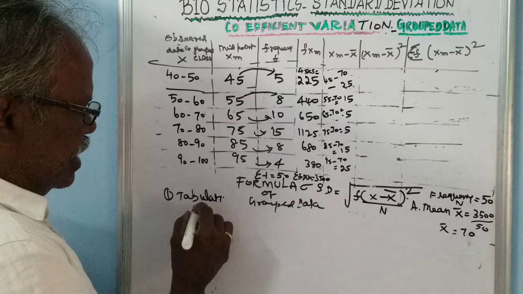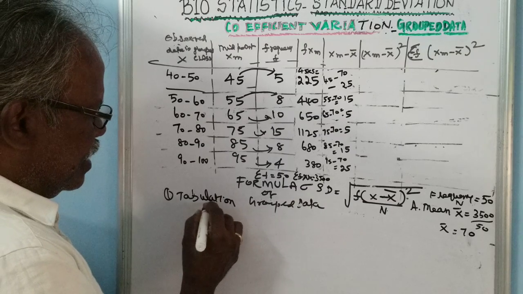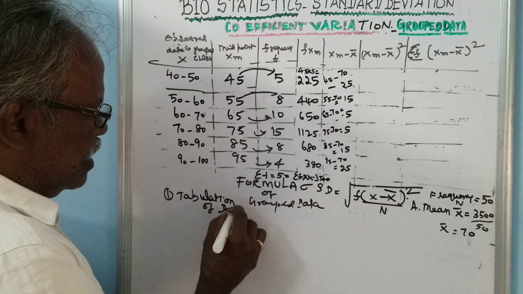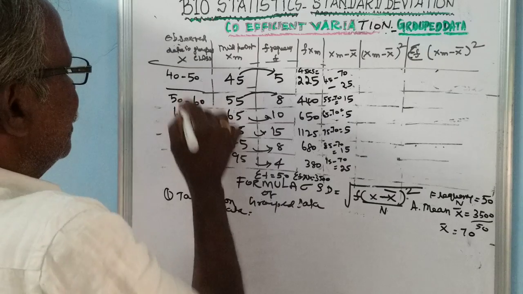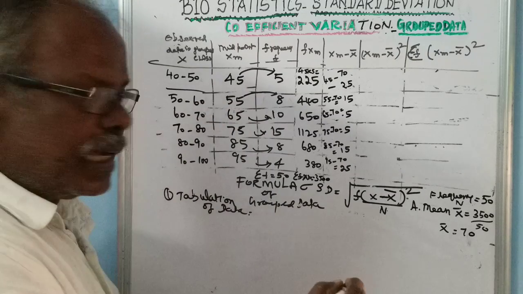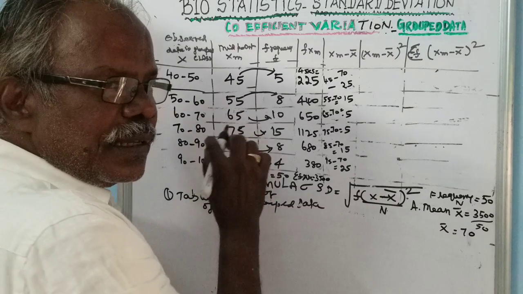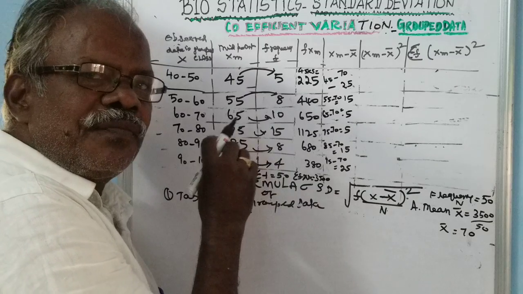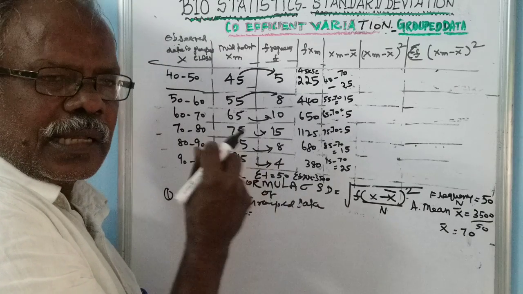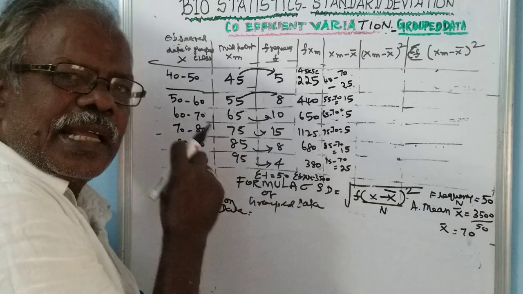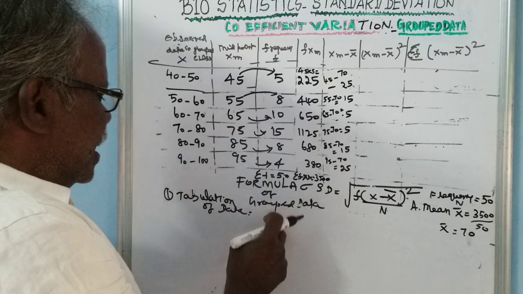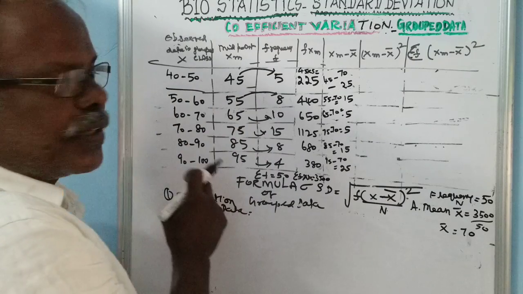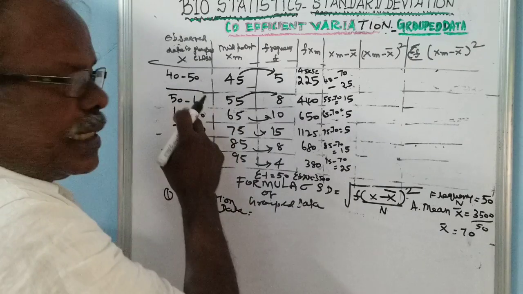Formula we have seen. Now we are going to see the tabulation of data. That is, we take the observed data, the class, the weight of the fish ranging from 40 to 50. That is the tabulation of data. First, the data x, that is termed as x.